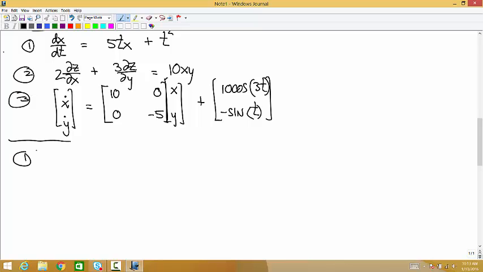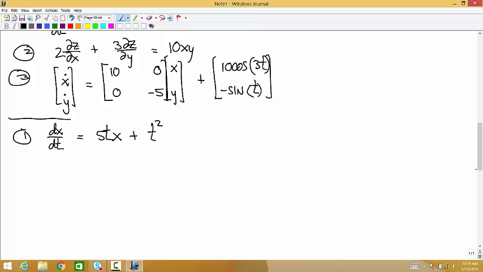So the first one, we have dx/dt is equal to 5tx plus t squared. So let's just go through those four things to identify this differential equation so we're ready to get started.